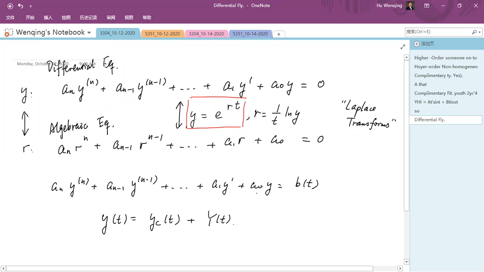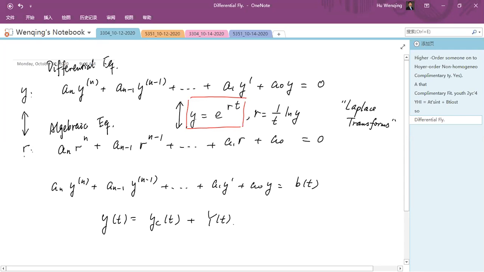The key point here is this transformation, namely you transform the solution y to the solution r. As long as you have this transformation, there is a one-to-one correspondence between these two types of solutions. On one side is a differential equation that you want to solve, but on the other side it becomes an algebraic equation, and you know how to solve an algebraic equation.